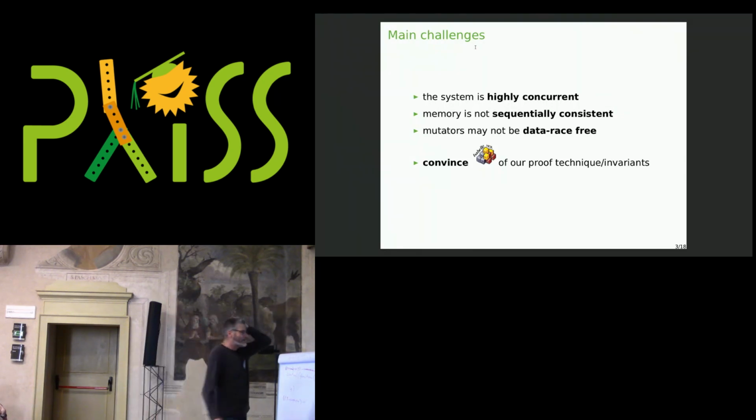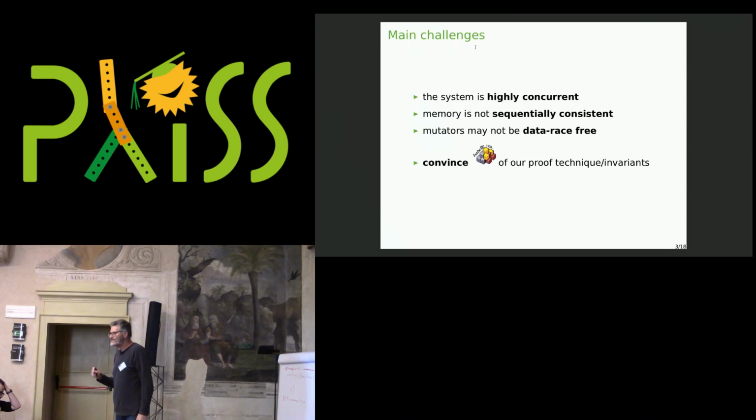Yeah. Okay. Now, I want to emphasize this one thing though. The mutators may not be data race free. So, how many of you are aware that a racy program in C or C++ is in fact a program with no meaning? A program that has races in it in C or C++ has no meaning.